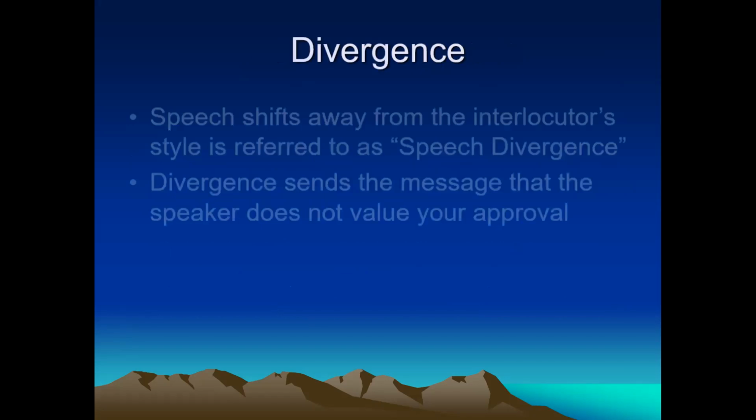So divergence is when the speech would shift away from the interlocutor's speech style. And this is known as speech divergence. So instead of converging and moving your speech towards the speech of your interlocutor, you move your speech away from the interlocutor, and this is called divergence. So divergence sends a message that the speaker does not value or require your approval.